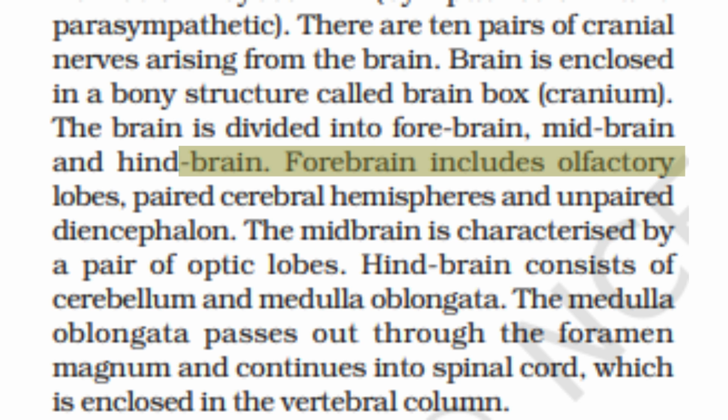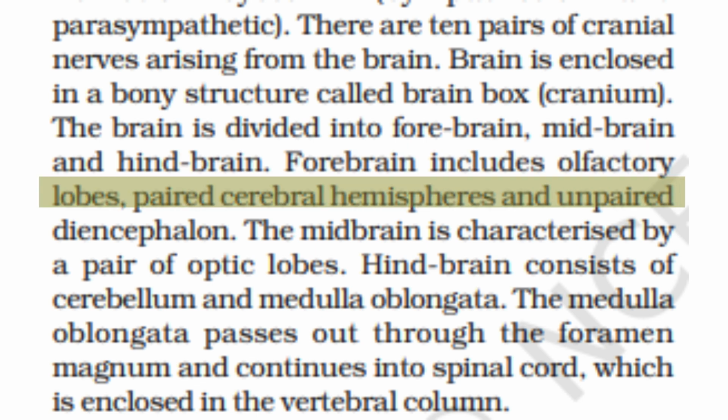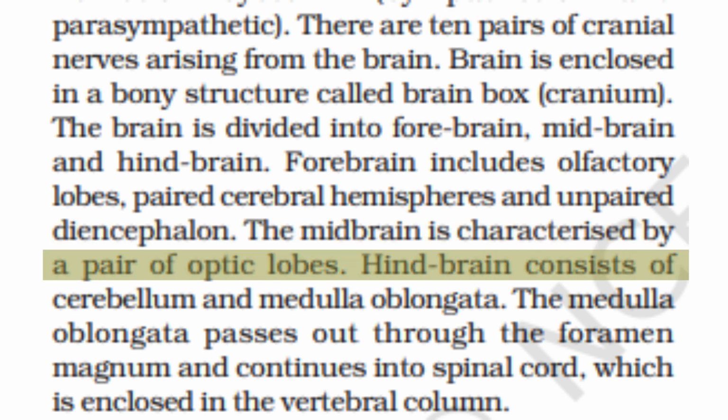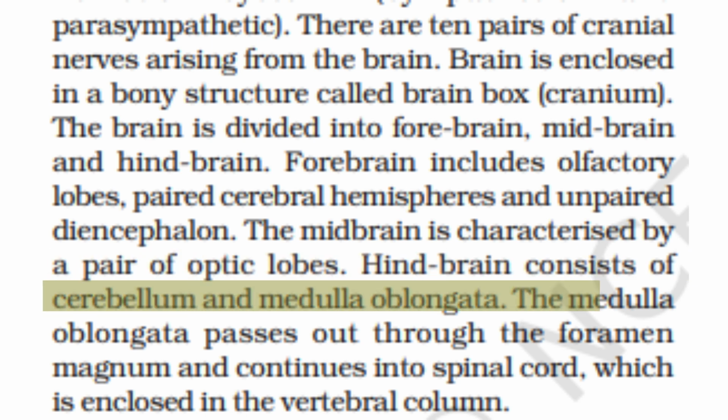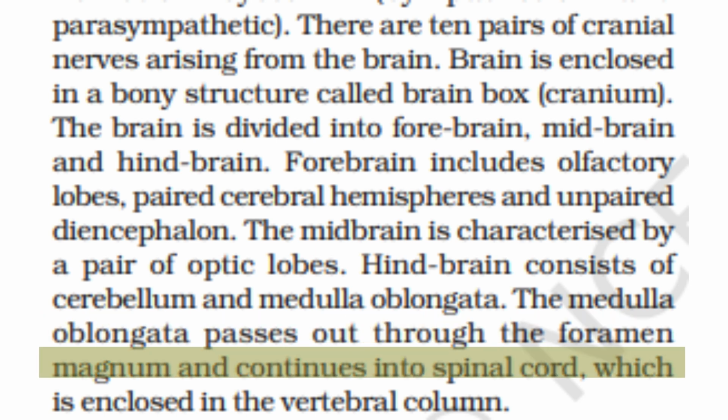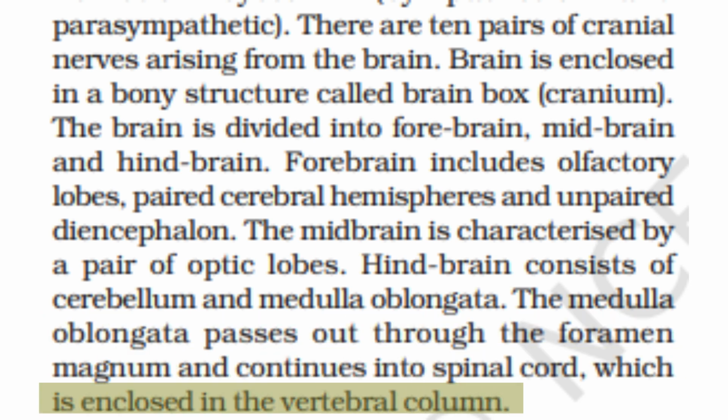Forebrain includes olfactory lobes, paired cerebral hemispheres, and unpaired diencephalon. The midbrain is characterized by a pair of optic lobes. Hindbrain consists of cerebellum and medulla oblongata. The medulla oblongata passes out through the foramen magnum and continues into spinal cord, which is enclosed in the vertebral column.